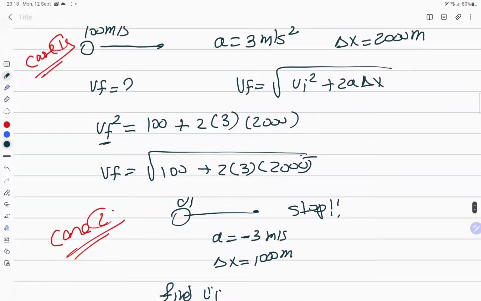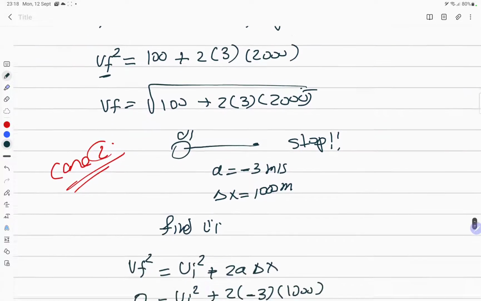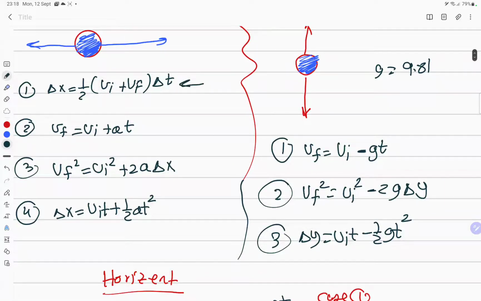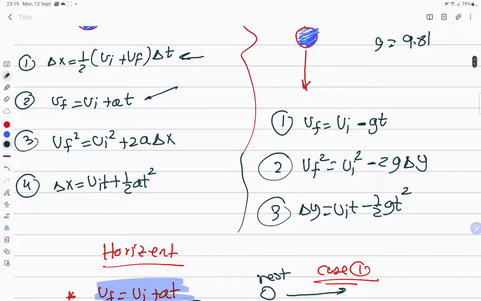So I just put two examples on equation 1, two examples on equation 2, which I don't care about much because this part is very easy. My main concern is the third one, and I will give you two examples on it. Tomorrow, inshallah, I will send another video explaining the vertical part.